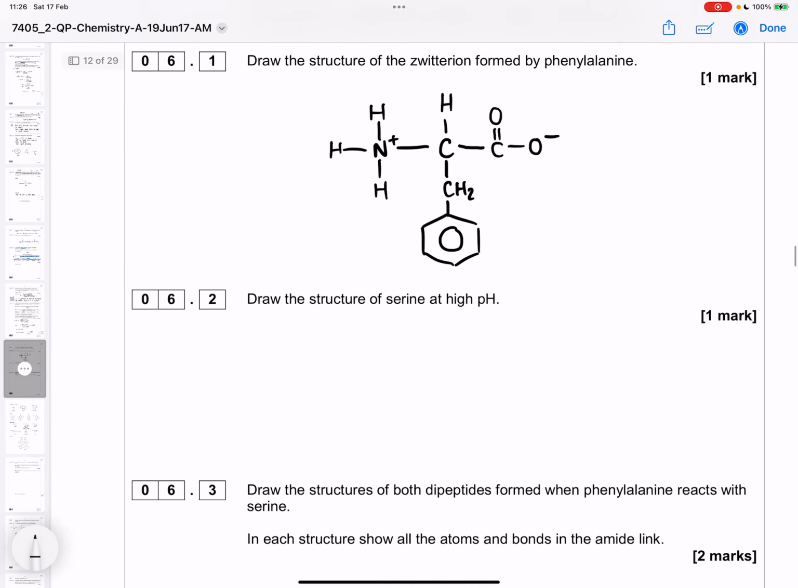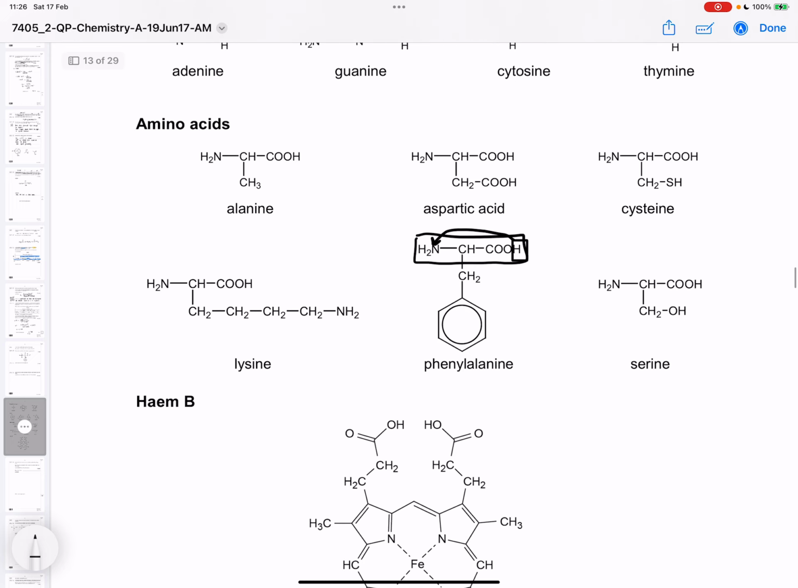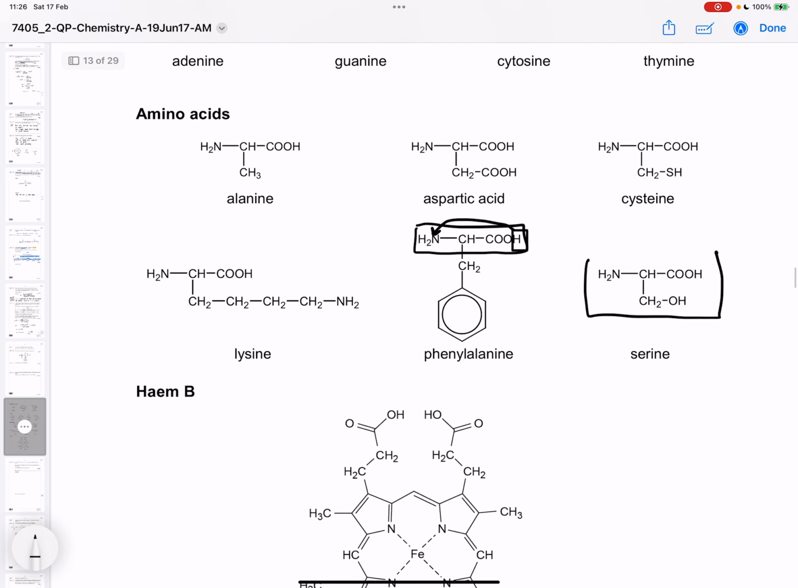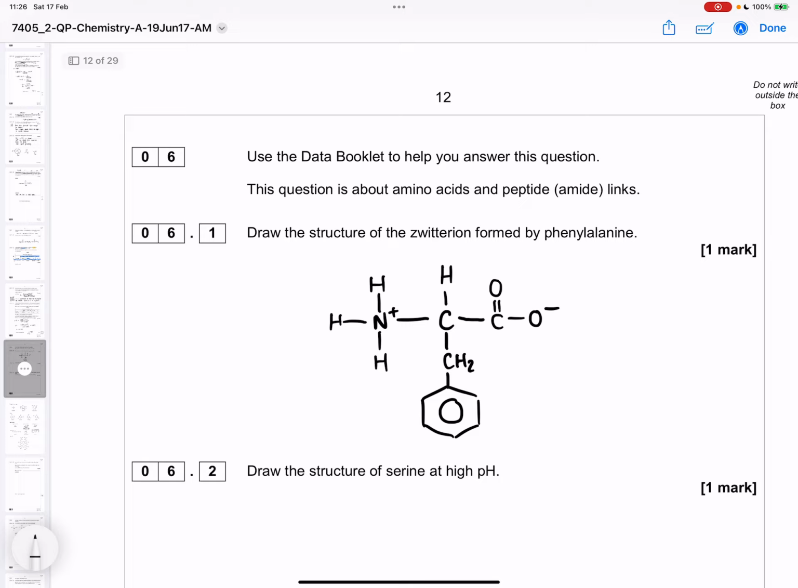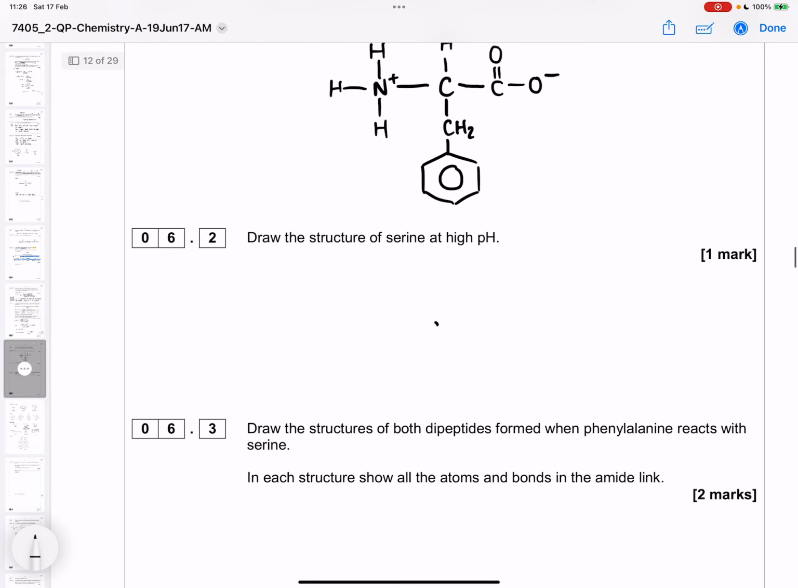Then it asks us to draw the structure of serine at high pH. So let's go back to our data sheet and find serine, where our R group is an alcohol, a CH2OH, an alcohol group. So we had a C with a H, it had a CH2OH. Alcohol groups don't react with acids or alkalis, so unaffected by the high pH.